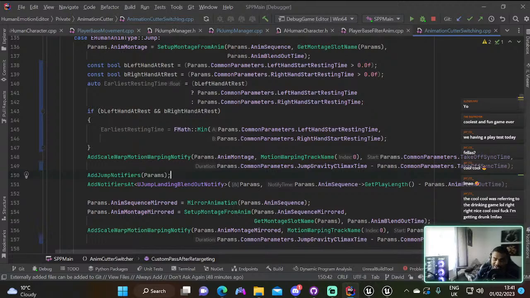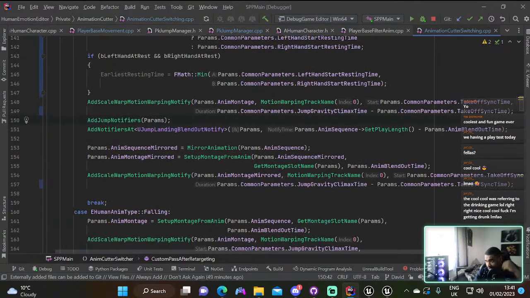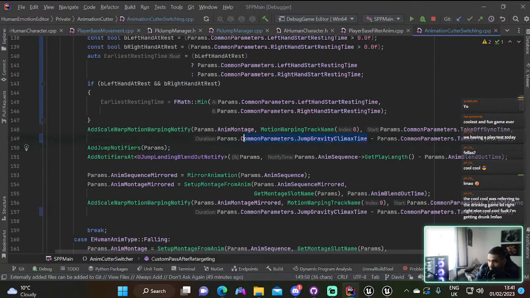The climbs suck. I know. I'm sorry. Don't hate me. What am I doing here? Okay, matey. So I need to do earliest resting time.